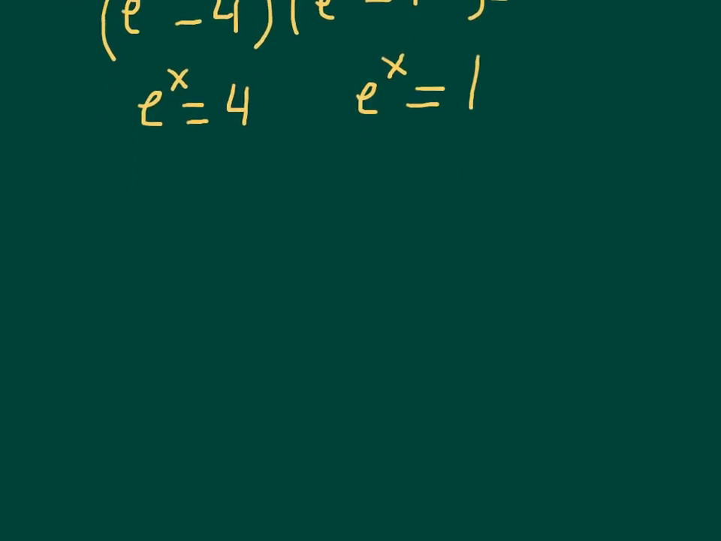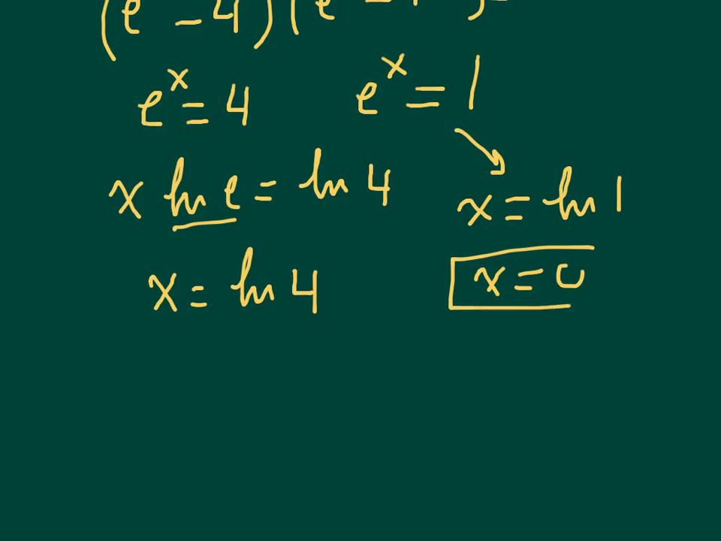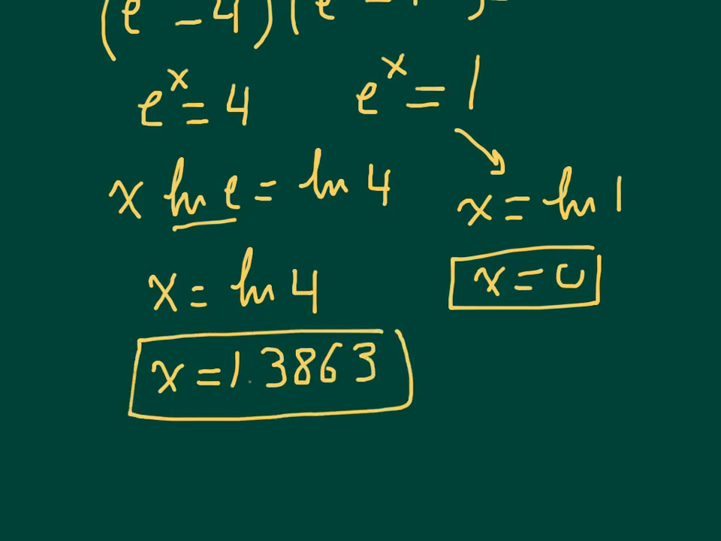When we try to solve for x, we're going to ln both sides. So this will be x ln e equal to ln 4. But again, ln e is 1, so x equals ln 4. And on this side, x ln e equals ln 1, but ln 1 is 0. So now we're going to go to the calculator and calculate this value, x equals 1.3863. We have two solutions. We don't need to check our answers. This is an exponential function.